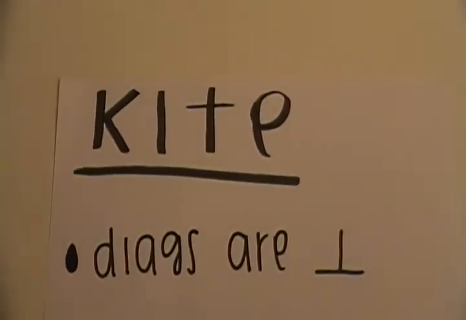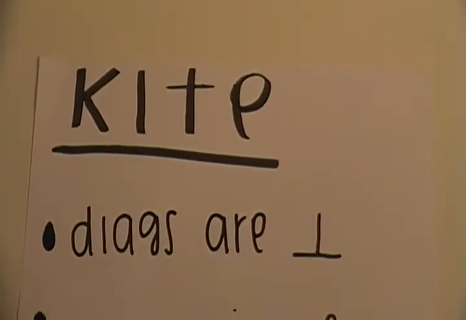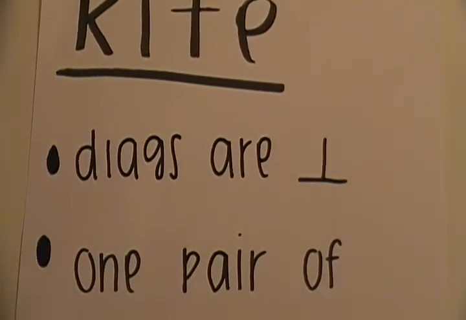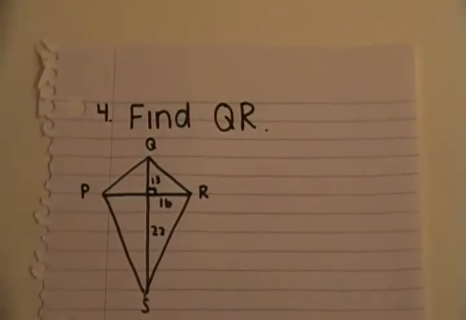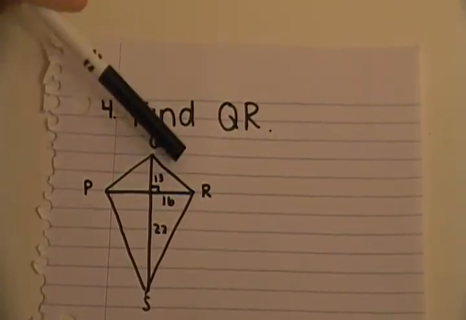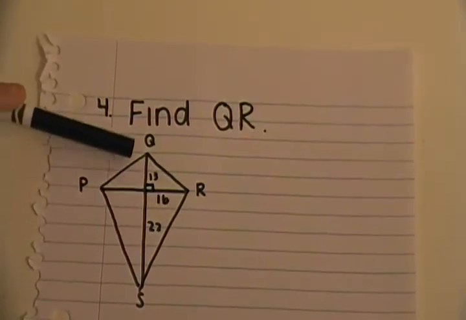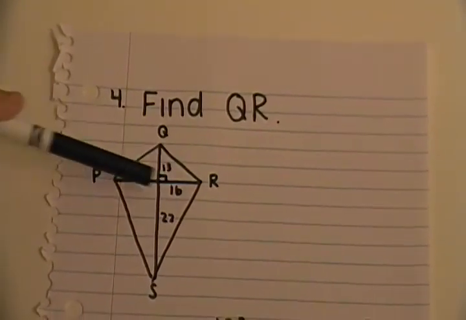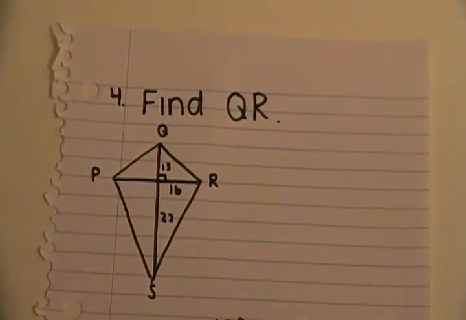Okay. So in order for a kite to be a parallelogram, the diagonals are perpendicular and one pair of opposite angles are congruent, which are usually these two right here. Now we're going to use this kite to find QR, which is right here. We're going to use Pythagorean's theorem because this side right here is 13 and this side right here is 16.